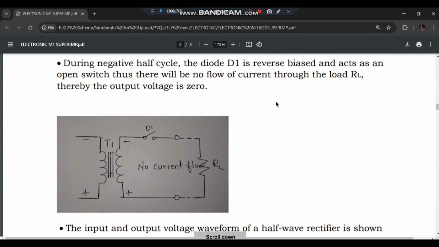There will be no current flow because D1 will be open circuit here because of the reverse bias. Firstly it will be forward bias, so there will be current, then conversion will happen. In reverse bias there will be no conversion. So what happens when the negative half cycle is there? It will not be having any output.